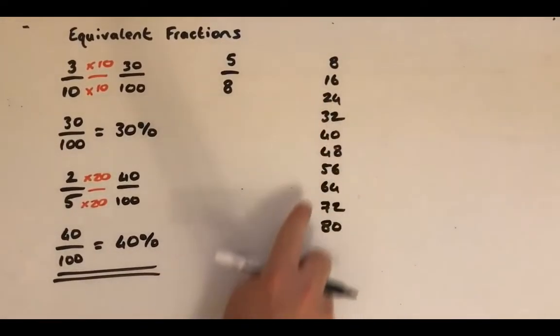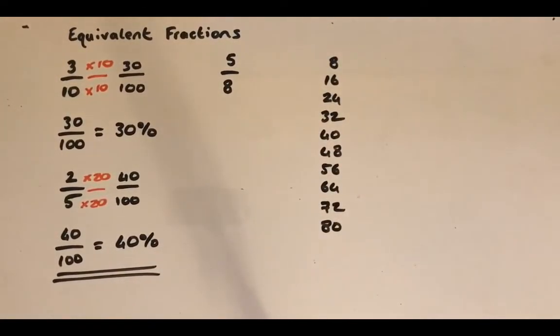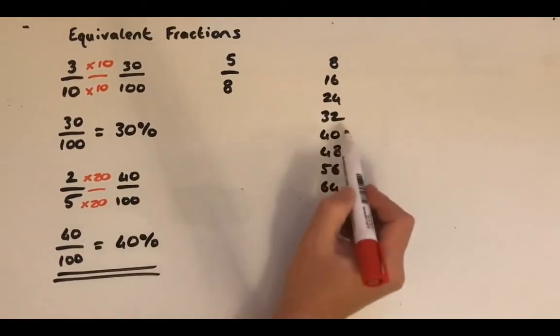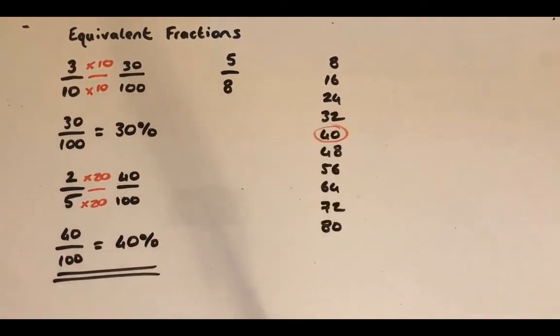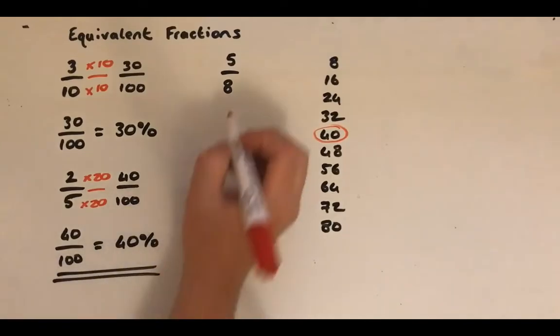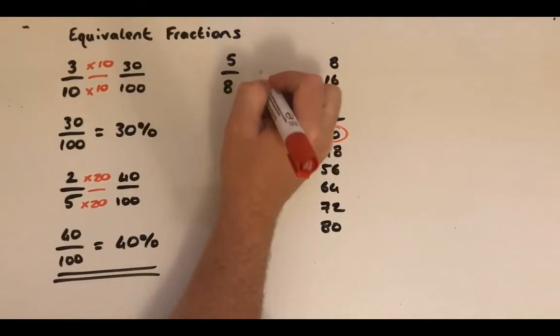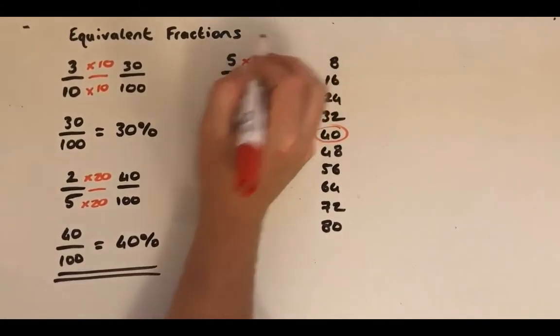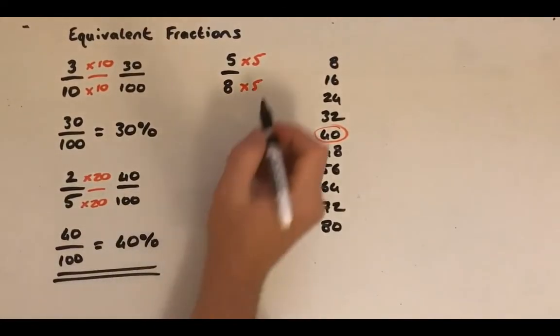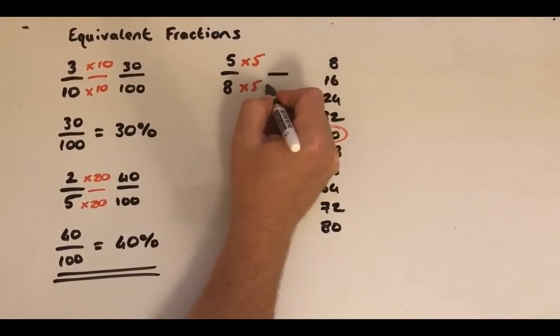Now, looking at them, that's up to multiplying by 10. 100 ends in a 0. It's got 0 ones. 40's got 0 ones. Let's work with 40 just now. What would we have to multiply 8 by to get to 40? That would have to be 5.